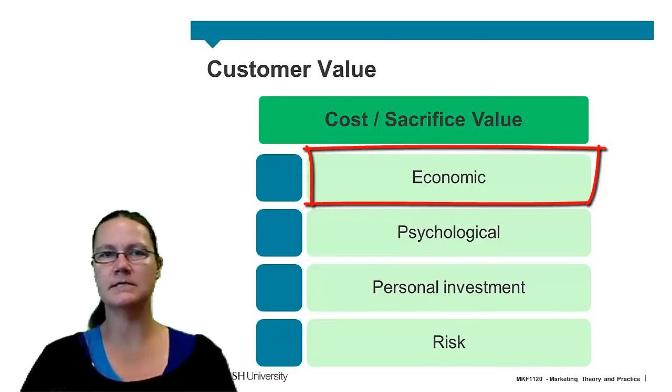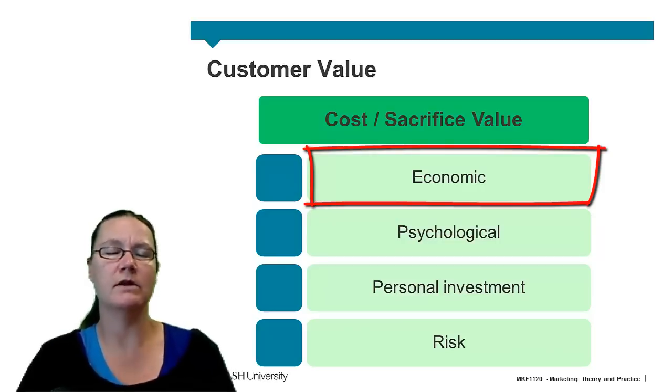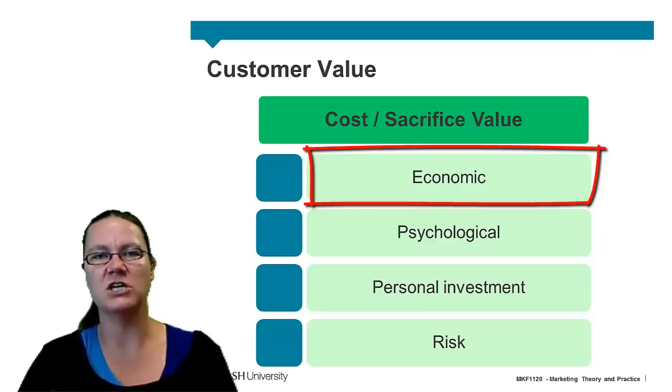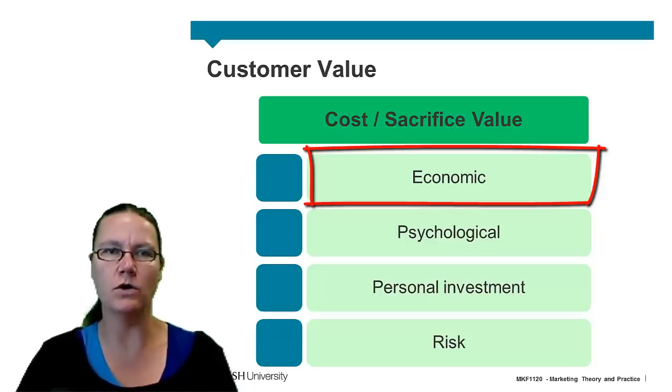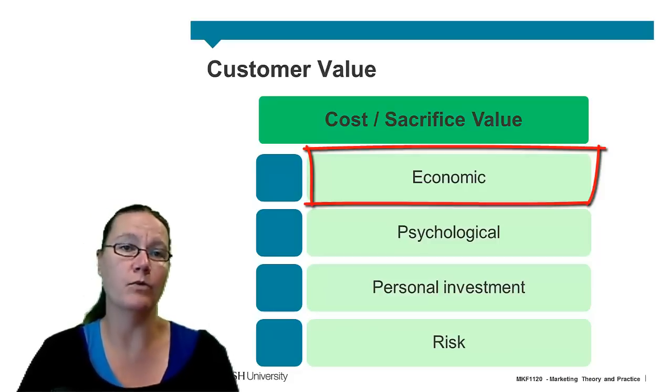Economic is obvious. It's the one that we most easily understand. It's the dollar amount that we pay for a product. It's the money that we hand over, that we give up. It can include things like switching costs and opportunity costs and some more complicated economic concepts like that you might learn in other units. But think of this as the money that we pay.